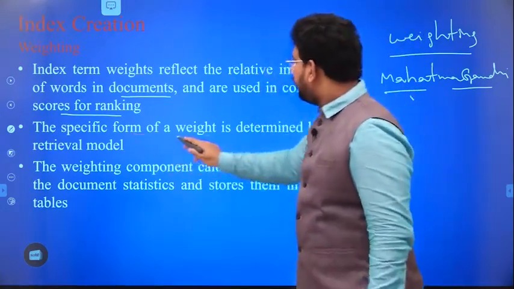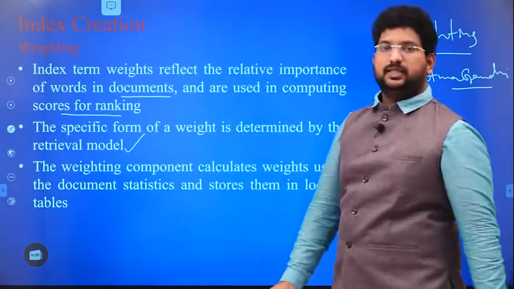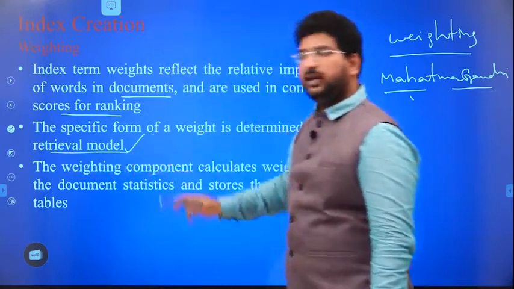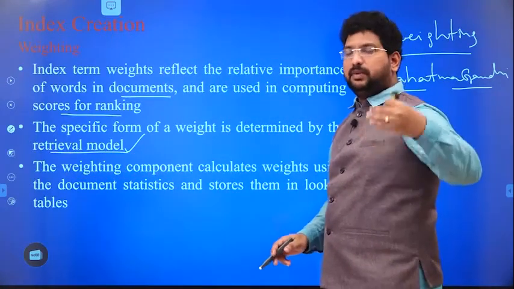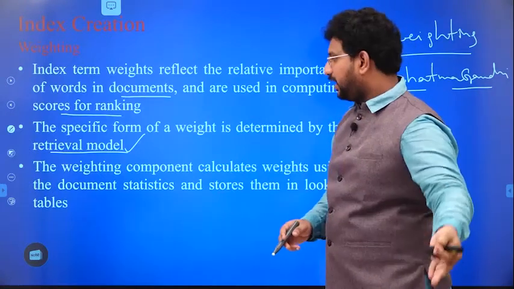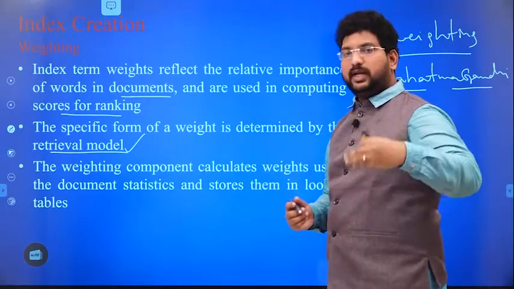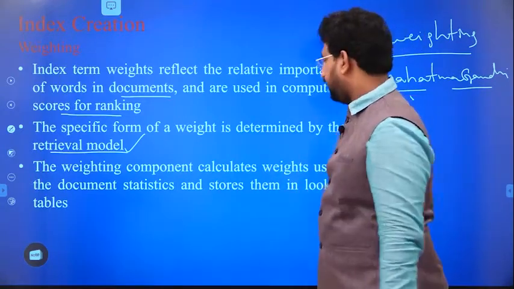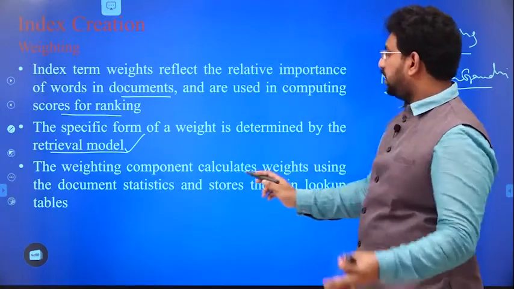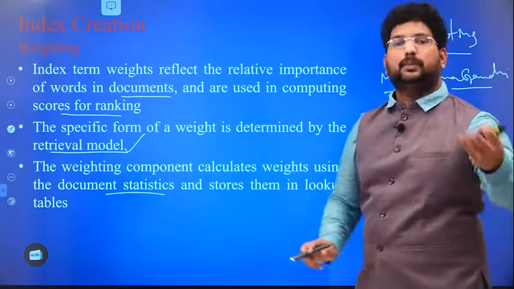Now the specific form of the weight is determined by the retrieval model, obviously. This is one of the important terms to understand: retrieval model. The models will be built based on that. It is the basis for the ranking. Based on how the model is built, the information will be extracted. Also, the weighting component calculates the weights using the document statistics and stores them in lookup tables.